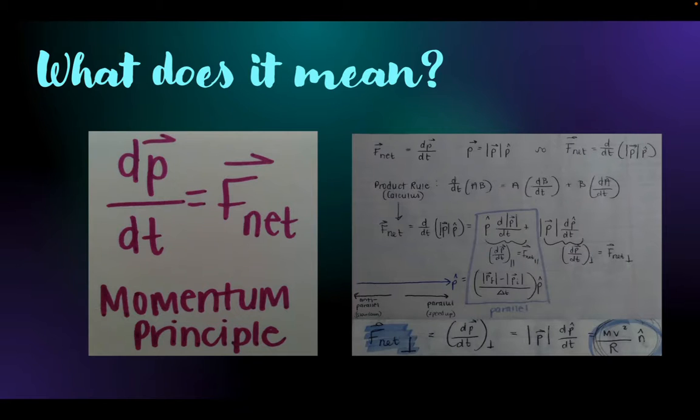Delta P over delta T equals F net parallel plus F net perpendicular, which is the same as F net by the momentum principle. The parallel values and the perpendicular values in the net force and the momentum align. The change in momentum is found by analyzing the system's motion. However, in other words, a change in momentum is caused by the net force, so they are not the same things.